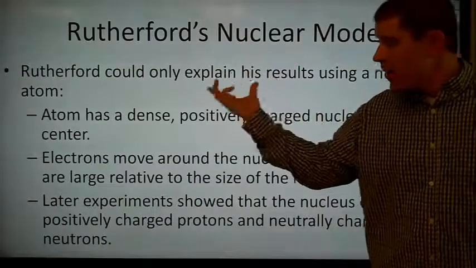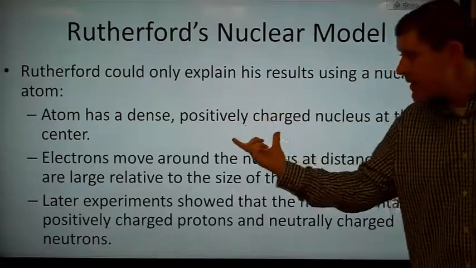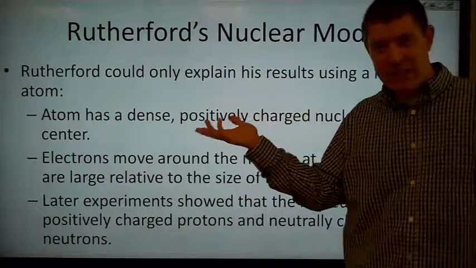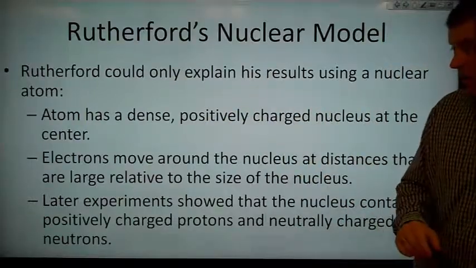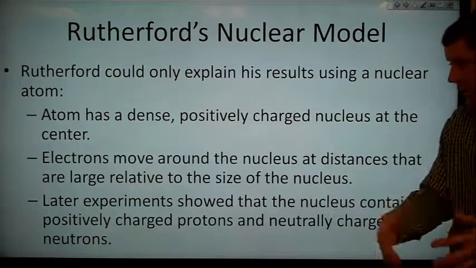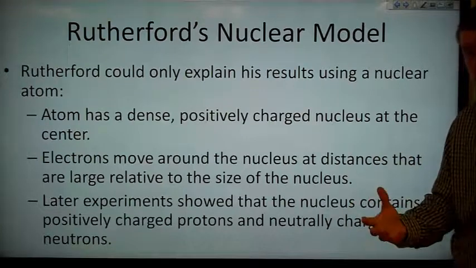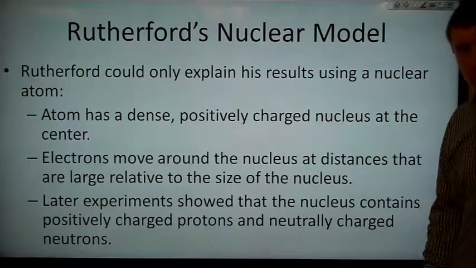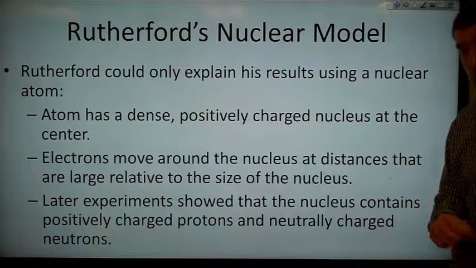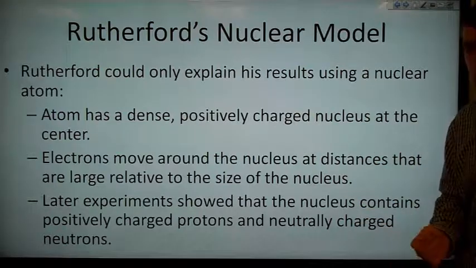So, again, Rutherford could only explain his results using a nuclear atom. The atom has a very dense, positively charged nucleus at its center. Now, it doesn't have to be at the center based on his experiment, but that's where it is. And he's saying that electrons are moving around the nucleus at distances that are very large relative to the size of the nucleus. The nucleus has to be very small compared to the size of the atom because almost all of the particles are going straight through. It was only about 1 in 8 or 10,000 particles that got deflected at all.